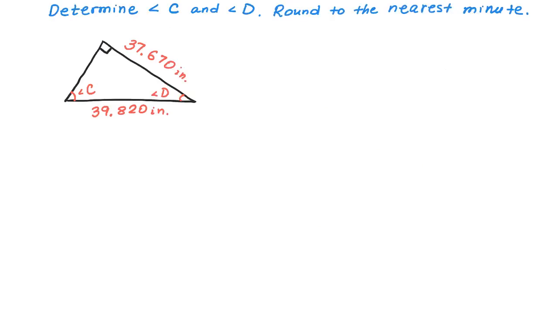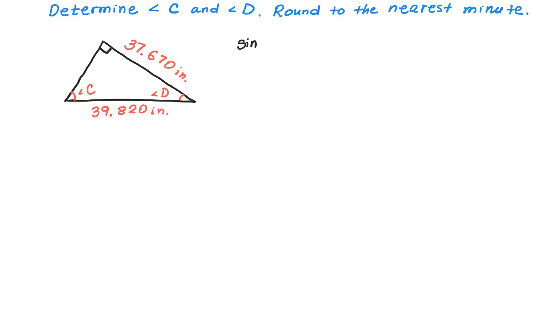Now let's try another problem. In this problem, we have a triangle with two given sides. The side of 39.920 inches is the hypotenuse. The other side is 37.670 inches. Let's start by finding angle C. The side of 37.670 is the opposite side of angle C. So we have the opposite side and we have the hypotenuse. This means that we will use the sine function.